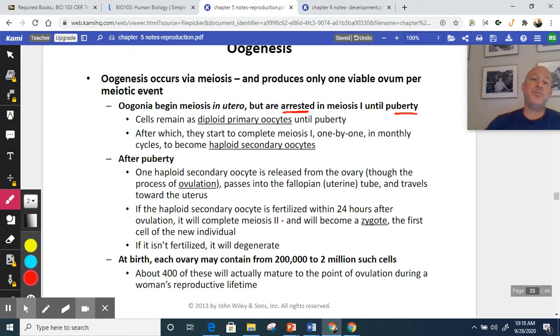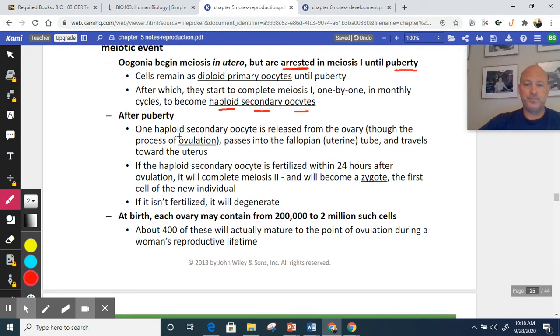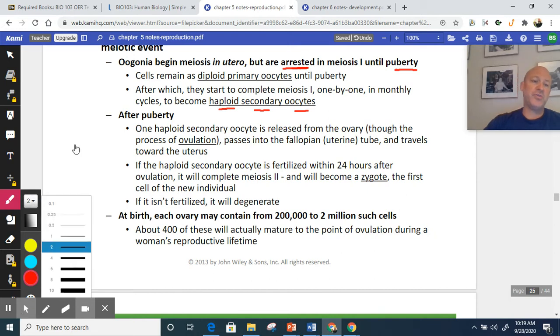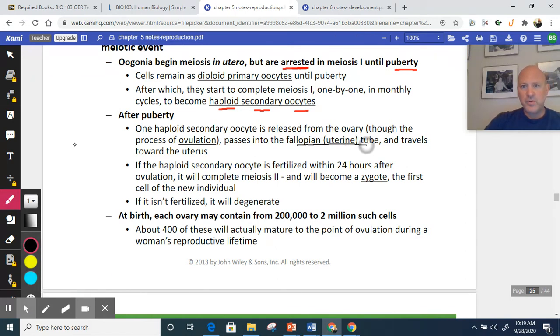And then after puberty, they will each individually complete meiosis one by one, on a monthly basis to become haploid secondary oocytes. All right. So one haploid secondary oocyte is released from the ovary. We call that ovulation. And as it leaves the ovary, it sits in the fallopian tube. Fallopian tubes are also called oviducts. We might need to know that. Fallopian tube, oviducts.